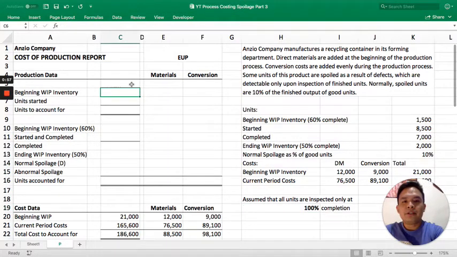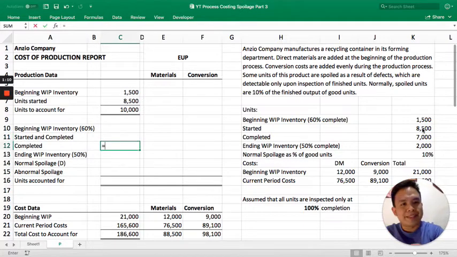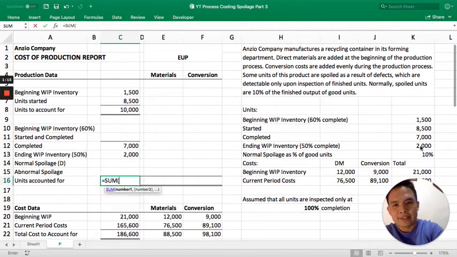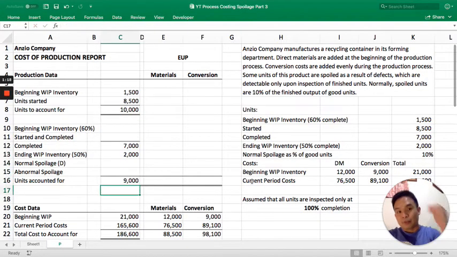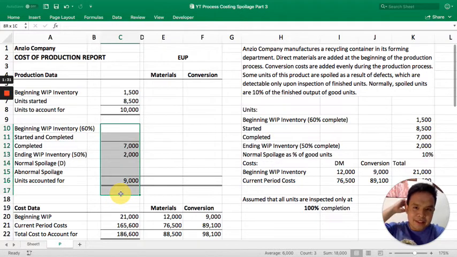Start units to account for. No change. Para lang naman yan. Beginning and started will not change. So, beginning, started. And then, yan, 10,000. And then completed and ending. Completed 7 and 2. Yan. So, you'll have it at 9. So, may 1,000 ka na loss. The first effect ng change in inspection point is dito sa computation ng whole units, no? Sa units. In particular, dito sa portion ng normal and abnormal loss.